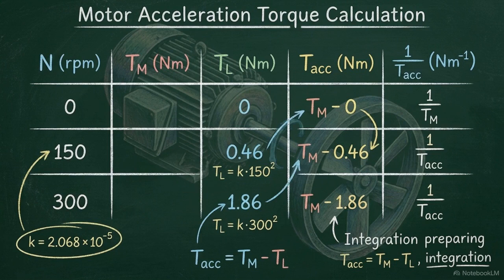Pause the video here and calculate the load torque, the resulting acceleration torque, and the inverse of that torque for the first 3 points, 0, 150, and 300 RPM. At 0 RPM, the load torque is 0. At 150, it reaches 0.46. By 300 RPM, it's 1.86. Subtracting these from the motor's output gives us our TACC values, which we then invert for the final column.